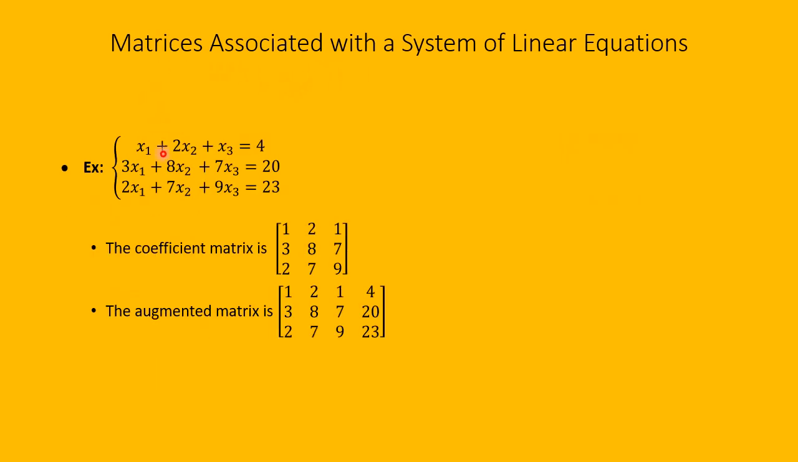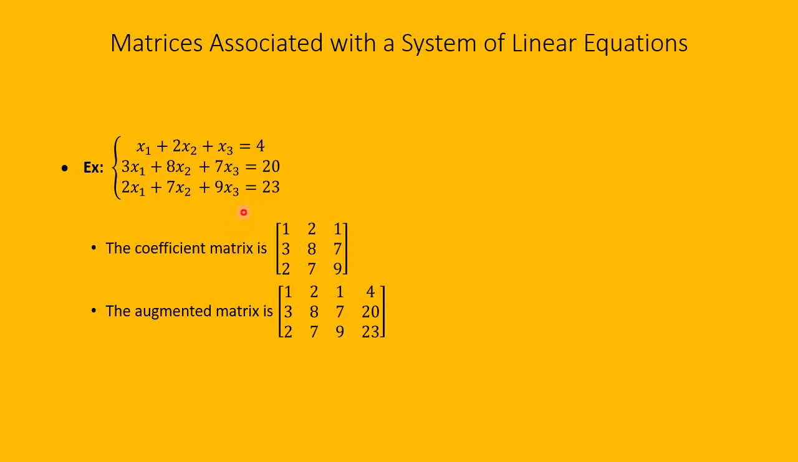Let's look at an example of matrices associated with a system of linear equations. Let's look at this system of equations. x sub 1 plus 2x sub 2 plus x sub 3 equals 4. Second equation, 3x sub 1 plus 8x sub 2 plus 7x sub 3 equals 20. And the third equation, 2x sub 1 plus 7x sub 2 plus 9x sub 3 equals 23.